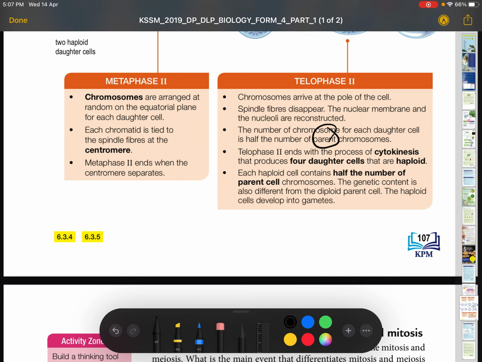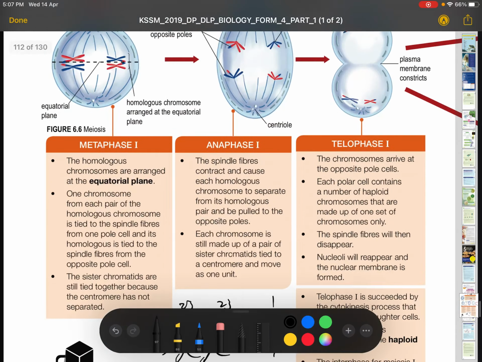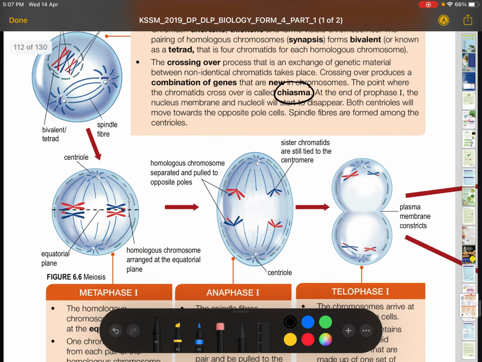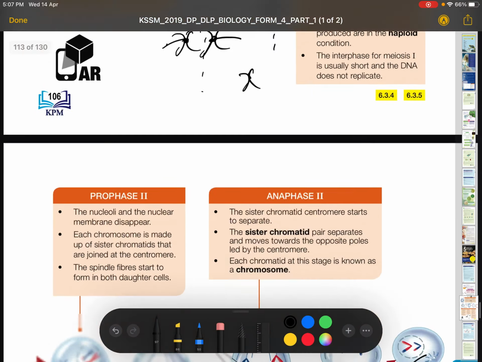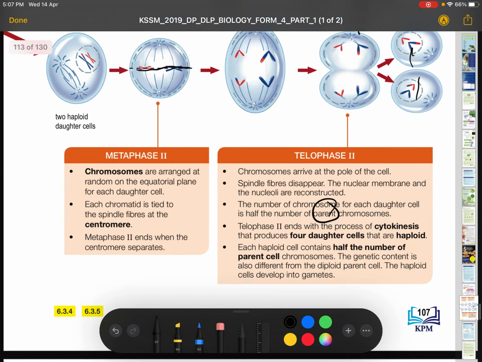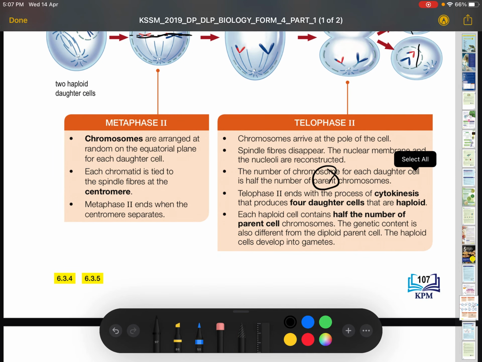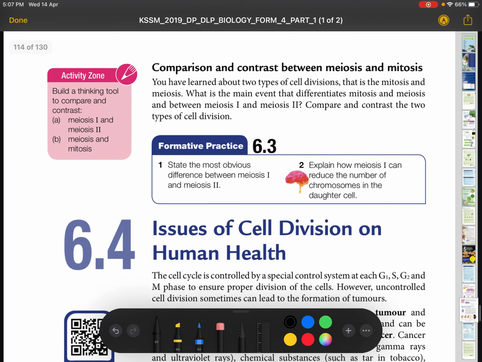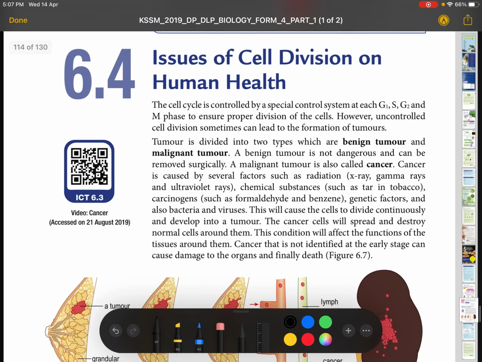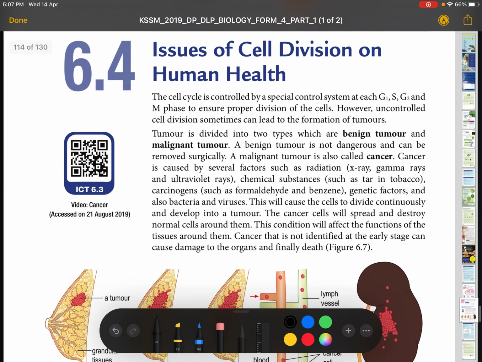And the main difference between mitosis and meiosis is the genetic content. In mitosis, the genetic content is actually the same. But in meiosis, the genetic content has already been slightly adjusted. And that is because of the chiasma that I mentioned earlier. When they cross over, there is an exchange of genes. So the genes change a bit. And that is where the genetic content changes.